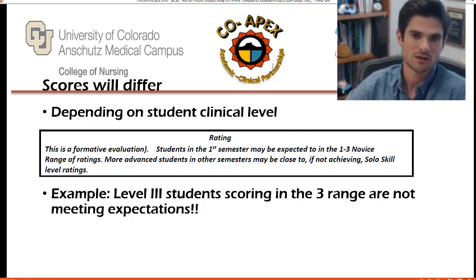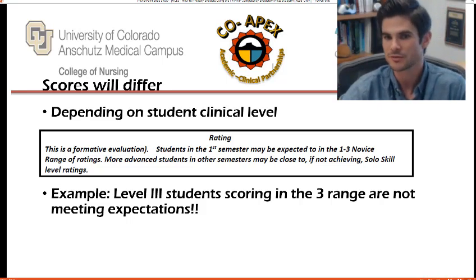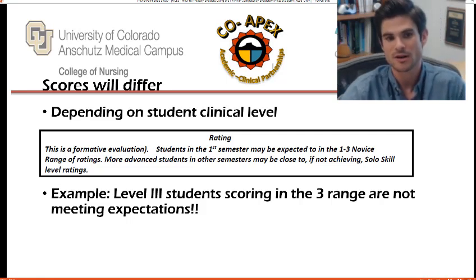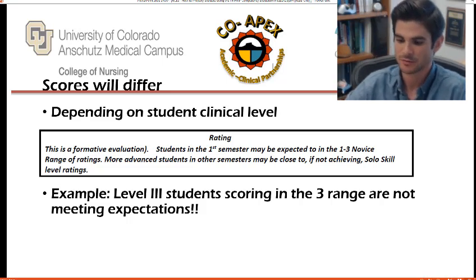So an example of this would be a level 3 student scoring in the 3 range. That means that that student has not met the expectations for that clinical level. And if you feel that students are not meeting expectations, do score them accordingly.